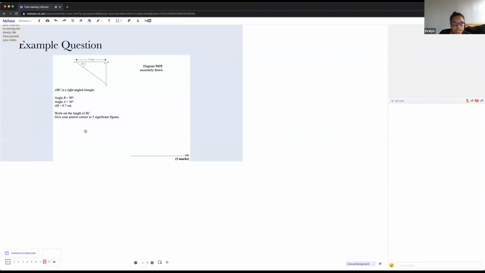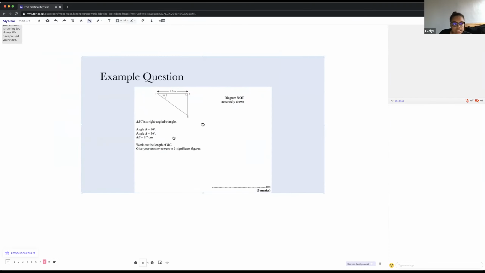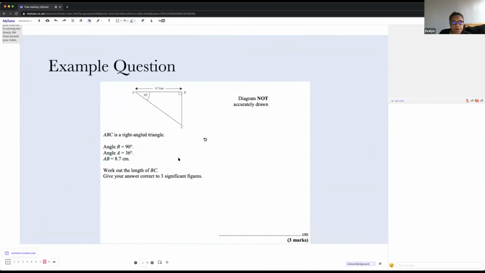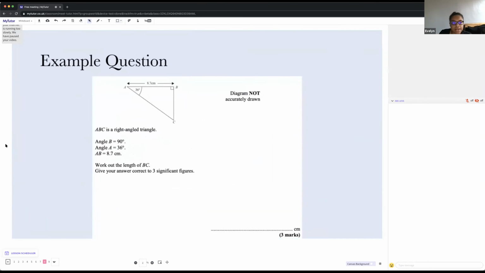Right, let's have a look at an actual example question. Here's an example question. This is a GCSE question. It's not an A-level question. So I'd like everyone to have a go. Before you try it out, I'd like you to have a read of the question and then put in the chat, what equation or formula do you need to use to be able to answer this question?